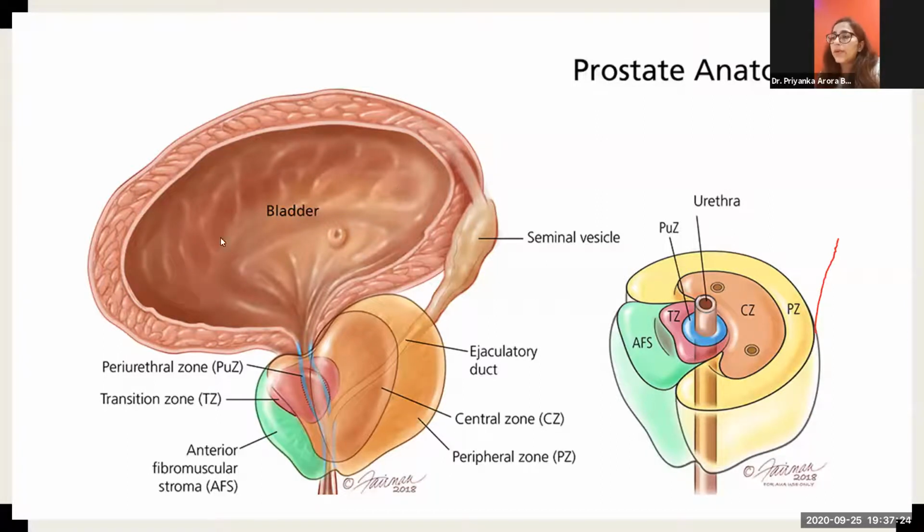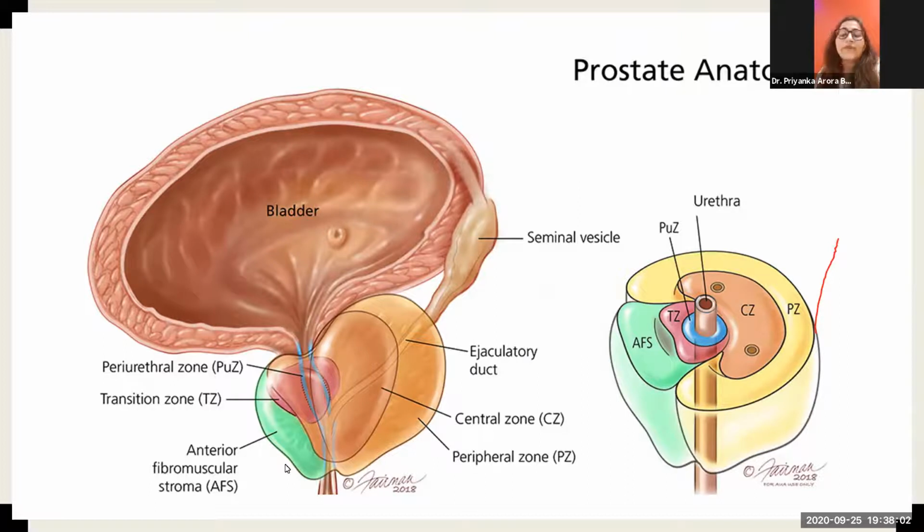So here we have the bladder, and this is the prostate sitting right here. Beneath the bladder and above here, you will find something which is called the urogenital diaphragm. It's a funnel-shaped organ in which the base of the prostate is at the top and the apex is at the bottom. The apex basically lies just above the urogenital diaphragm. Why I'm telling you this is because this anatomy tells you a lot about what pathology it could be based on the location of the disease.